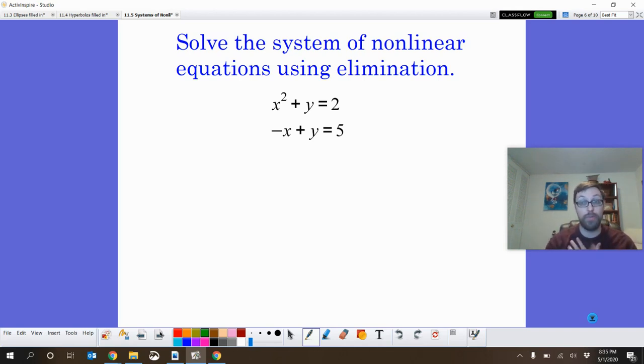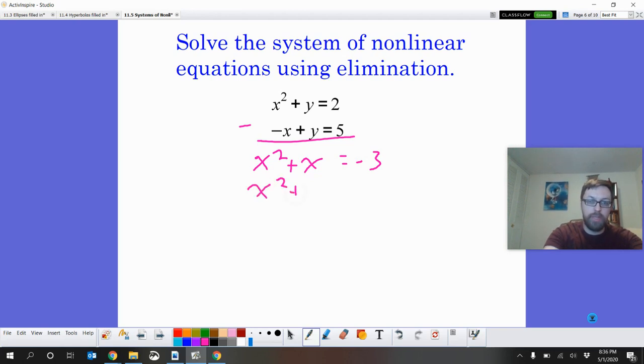We can get no solutions, so I wanted to show you what that one looks like. We need to eliminate. Those y's look good to eliminate with. We get x squared plus x, and that y minus y is 0. 2 minus 5 is negative 3. We get x squared plus x plus 3 equals 0.